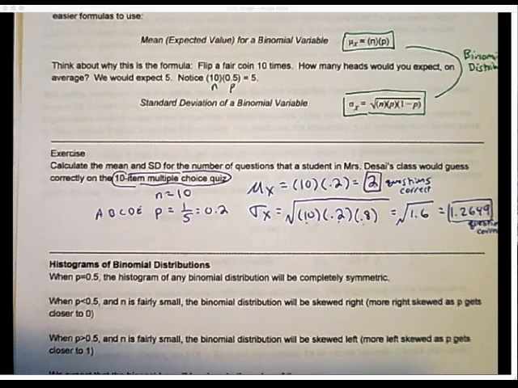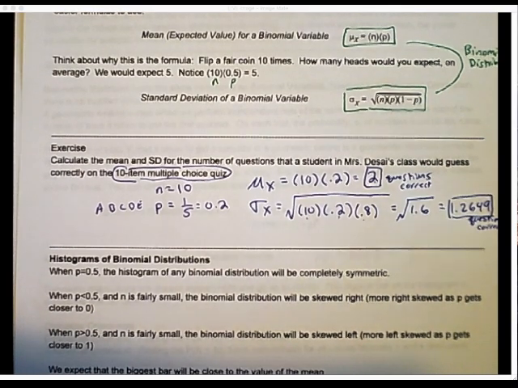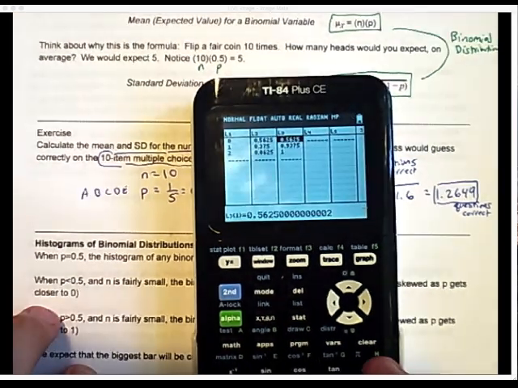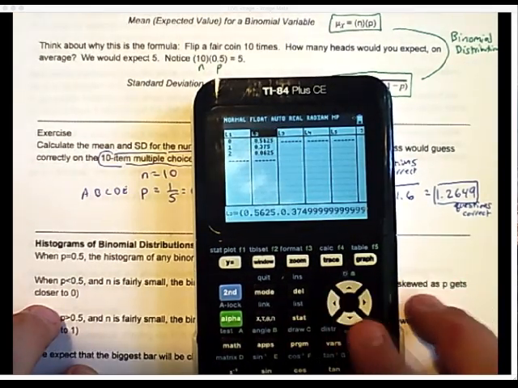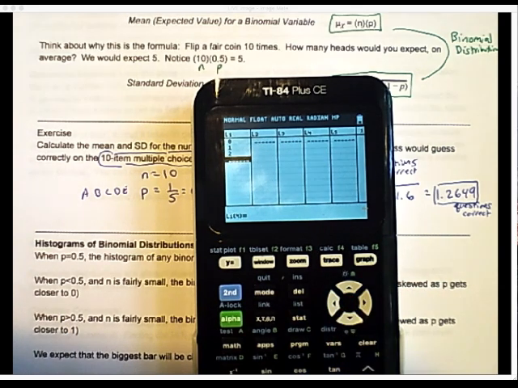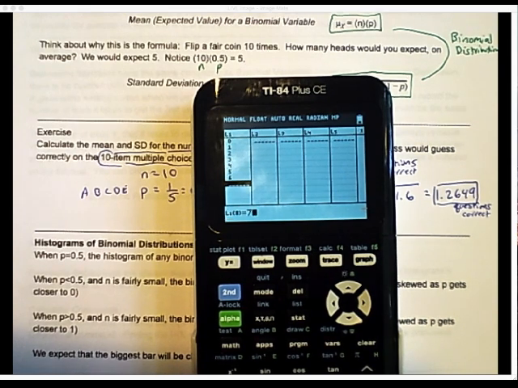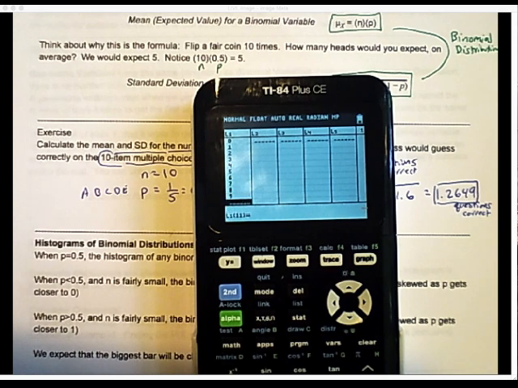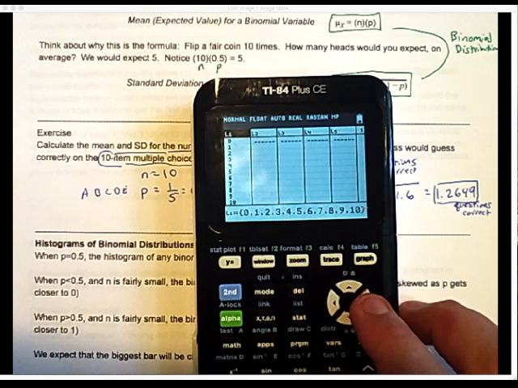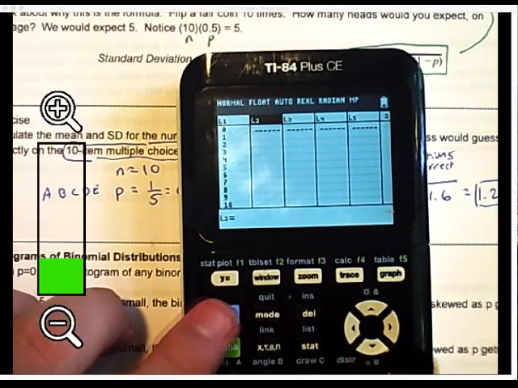So for this particular example, I want to show you something. Let's make a histogram of this particular problem. The number of questions a student could get right are 0, 1, 2, 3, 4, 5, 6, 7, 8, 9, or 10. And let's put the binomial probabilities into list 2. So I'm going to do that. I'm going to go up to L2.